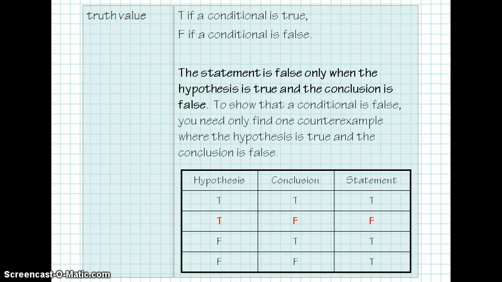So again, here's a table that lists how this works out. If my hypothesis is true and conclusion is true, my statement is true. Hypothesis is true and conclusion is false, the statement is false. If my hypothesis is false, it doesn't matter whether the conclusion is true or not, the statement is going to be true from a truth value standpoint.